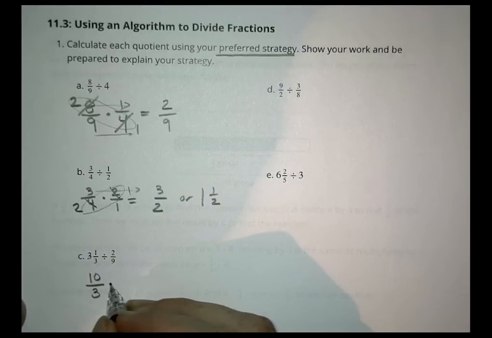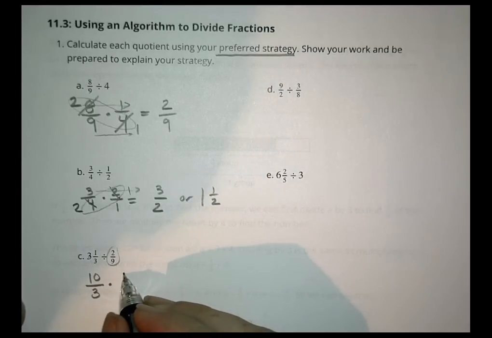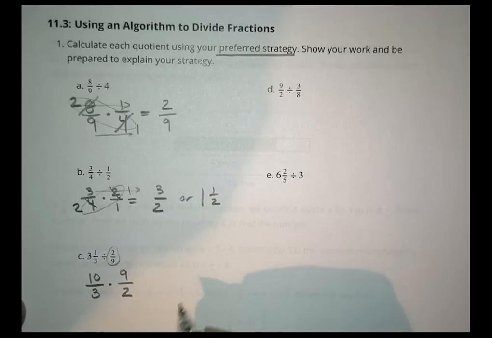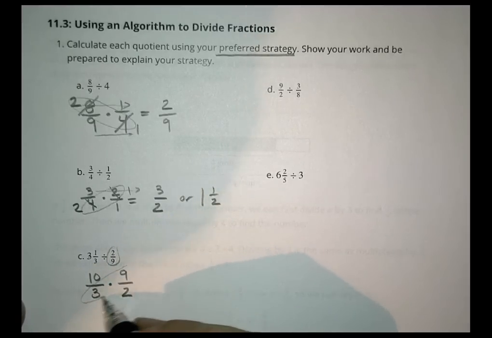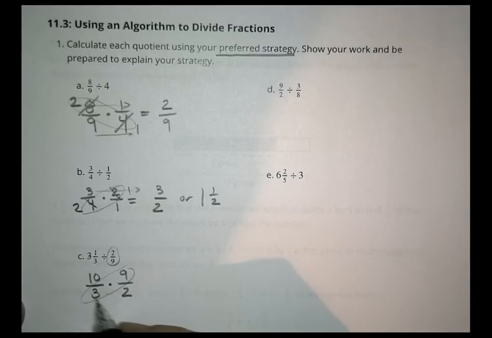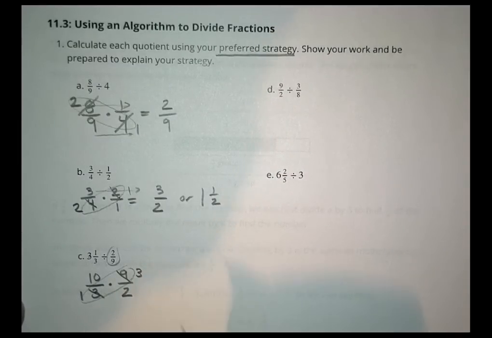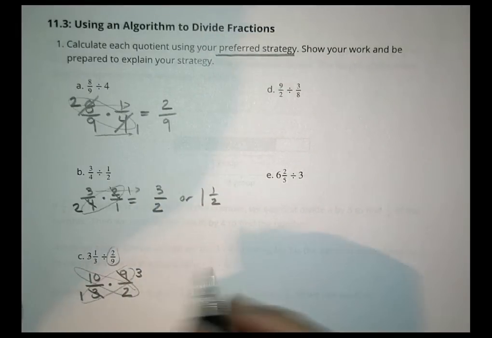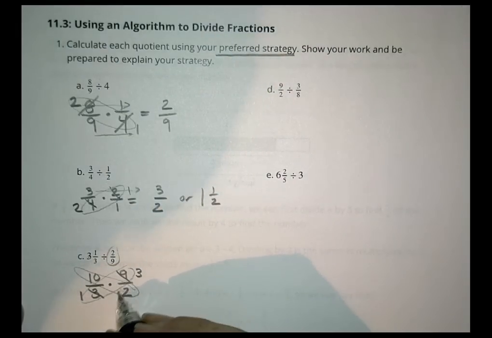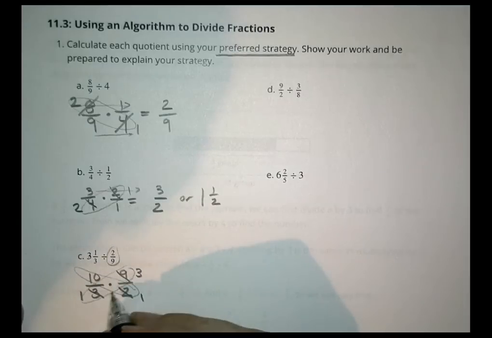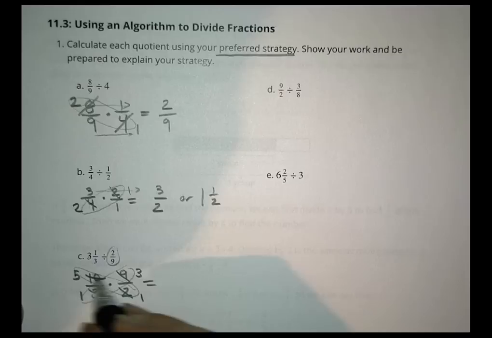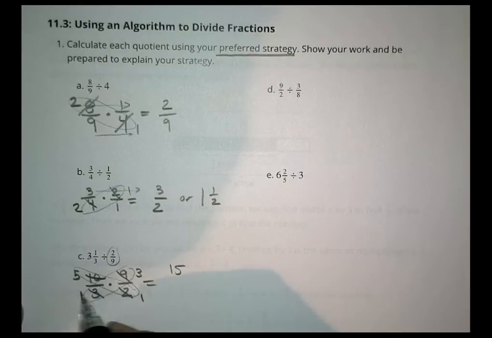Let's multiply by the reciprocal of 2 over 9, which becomes 9 over 2. We can see here that we have 3's and 9's in common. How many 3's are in 3? 1. How many 3's are in 9? 3. Here I have 2 and 10 are connected because they go with each other. They're both even too. So I have 1 2 here. How many 2's are in 10? There are 5 2's there. So we're going to multiply straight across. 5 times 3 is 15, and 1 times 1 is 1, so we can just leave it as 15.